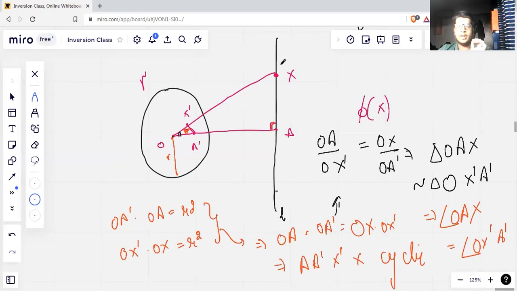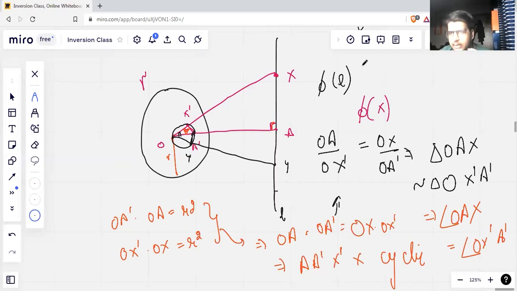So we get that for any point X lying on this line, the inverse of it is a point X dash such that angle OX dash A dash is 90 degrees. So if we draw the circle with diameter OA dash, every point should lie on this circle, right? Because if we consider this point Y dash, then this angle is also 90 degrees because OA dash is the diameter. So we see that if you consider a line which does not pass through the center, then phi of the line is a circle passing through the center of the circle of inversion.